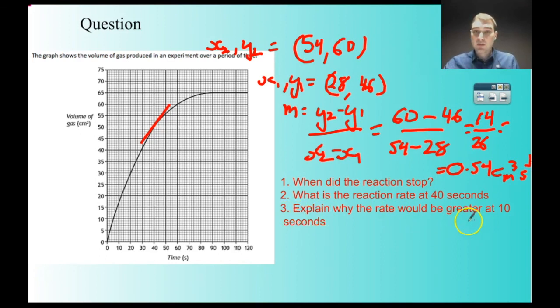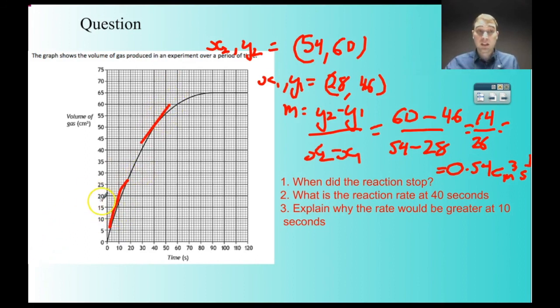Explain why the rate of reaction would be greater at 10 seconds. So at 10 seconds over here, so 10 seconds is here, if we look at the slope of the line here, and I'll just draw it, we can see that that's a little bit more vertical than that one there is. So that means the rate of reaction is higher.